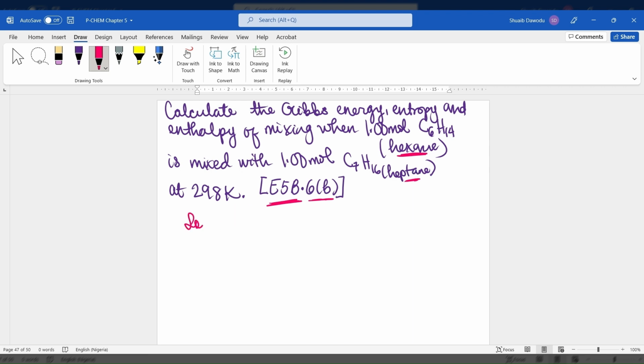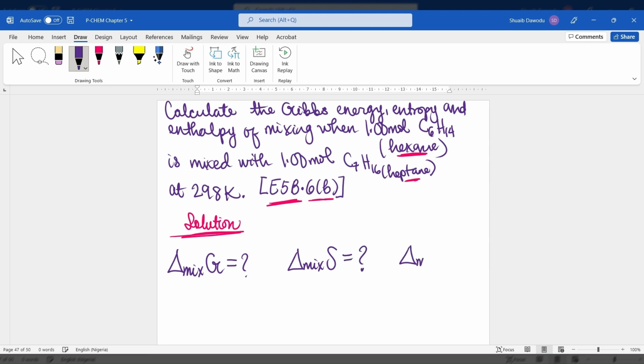As you're aware, as scientists, we have to write out all of the parameters given before we start the solution. The first thing we're asked is to determine the Gibbs energy of mixing, which we don't know yet. We're also told to determine the entropy of mixing, and lastly, the enthalpy of mixing.